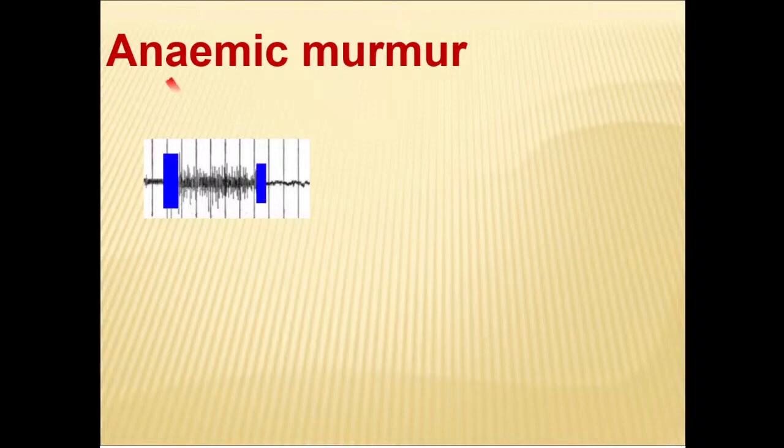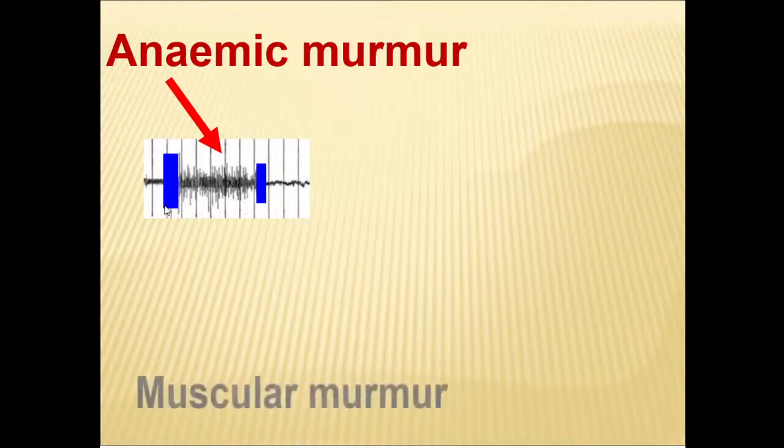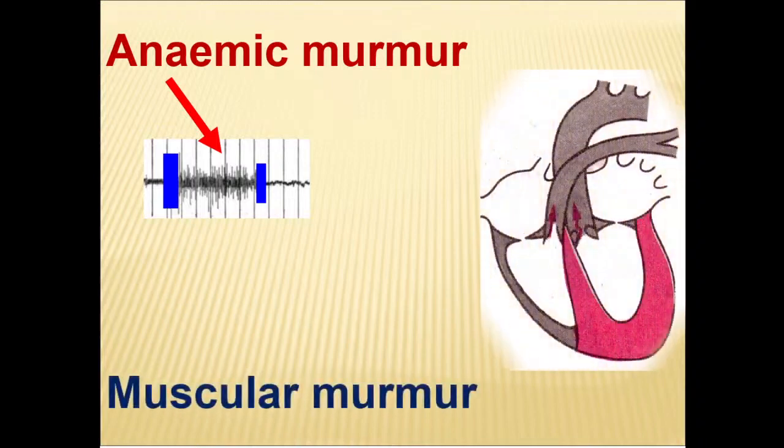Anemic murmur over the heart apex. Systolic murmur. The intensity of the sound may be normal because it's not connected with the heart. Muscular murmur, also a functional murmur.